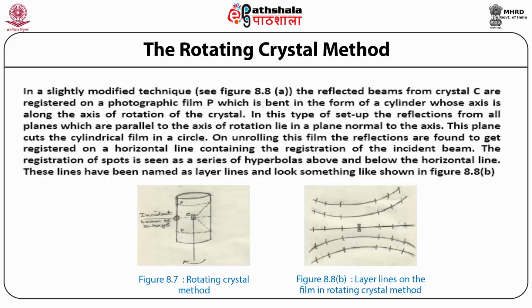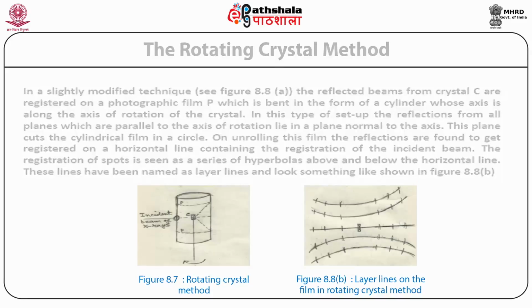On unrolling this film, the reflections are found to get registered on a horizontal line containing the registration of the incident beam. The registration of spots is seen as a series of hyperbolas above and below the horizontal line. These lines have been named as layer lines and look something like shown in figure 8.8b.